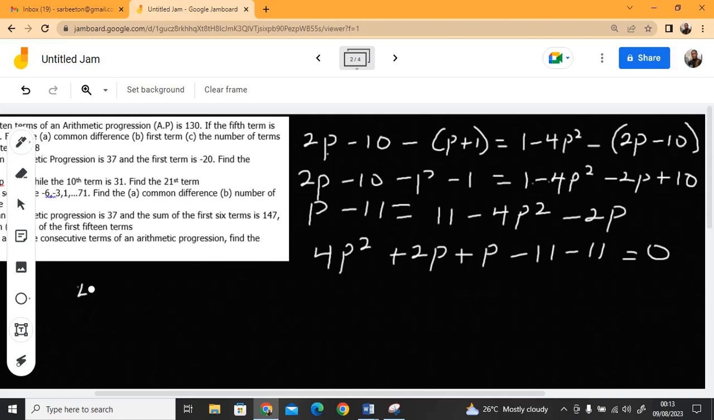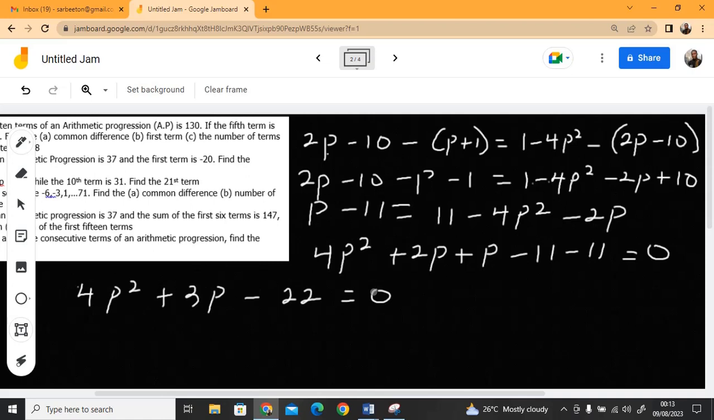So I will have 4p squared, 2p plus p is 3p, 3p minus what? 11 minus 11 is minus 22, equals to 0. Is this clear? I'm very sure this is clear. It should be clear, please.